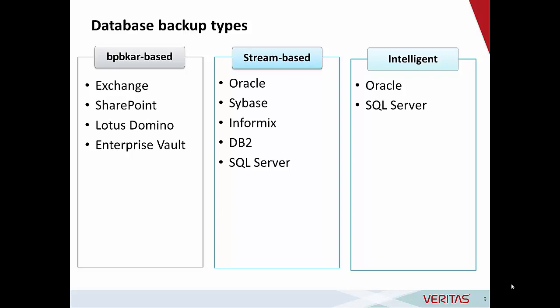A third and more recent type of backup would be intelligent backups. Intelligent backups, which are currently available for Oracle and SQL Server, accomplish complete protection of the database using the database agent, but using an intelligent policy, which means I'm not getting into writing scripts or batch files to protect the data. I'm able to use a simple graphical interface to provide robust protection.